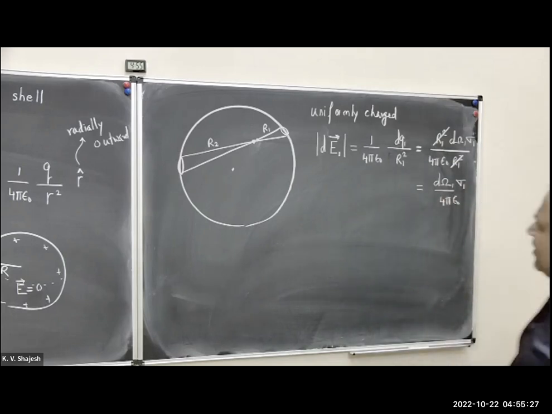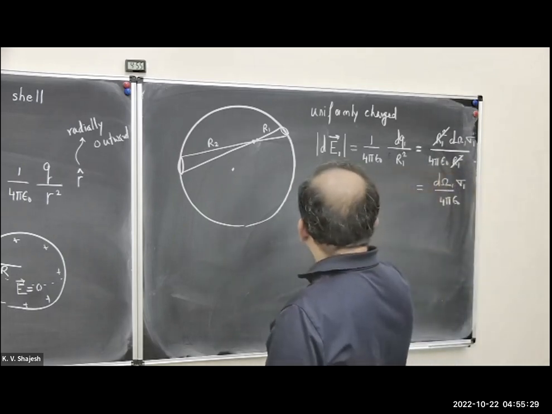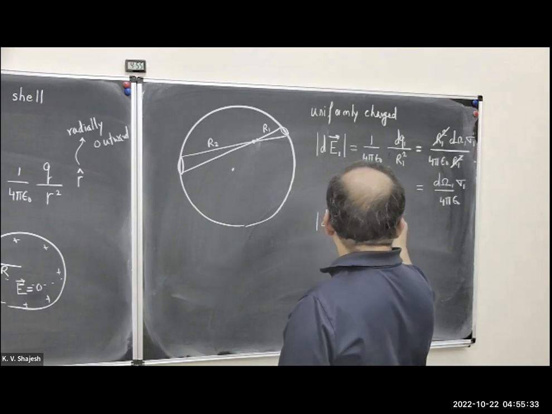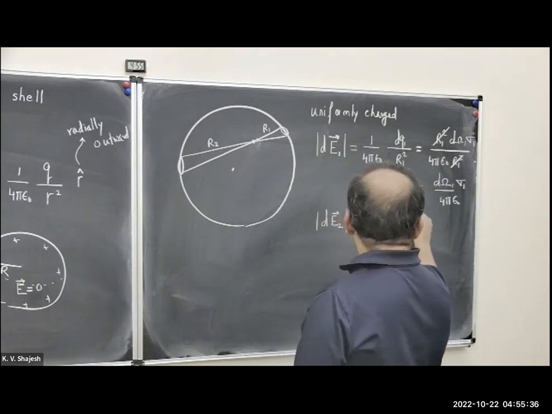Same thing on the other side, it's immediate where we are heading with this. So this is dE2, that's equal to sigma 2 d omega 2 over 4 pi epsilon naught. I guess that you can clarify a little bit: dq is equal to sigma 1 R1 square d omega.